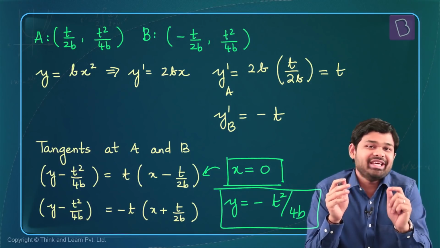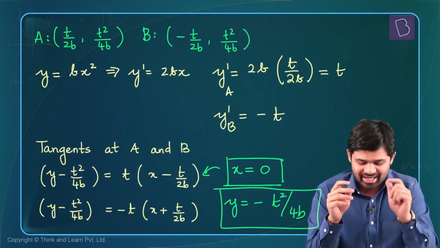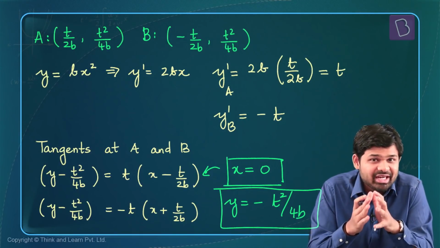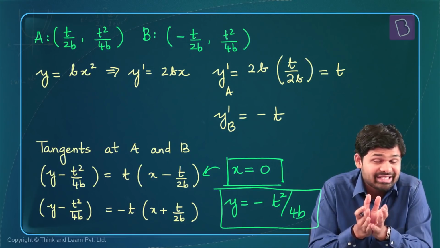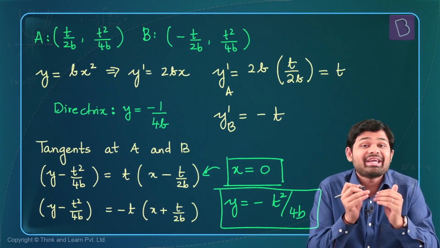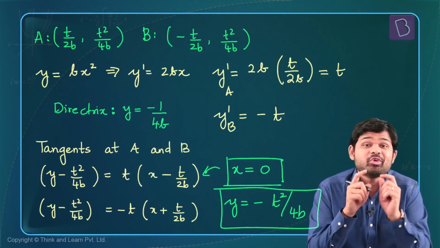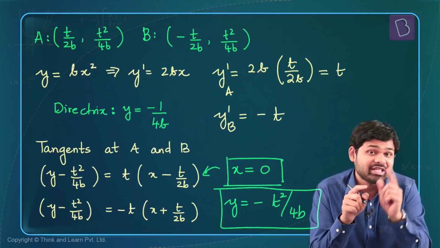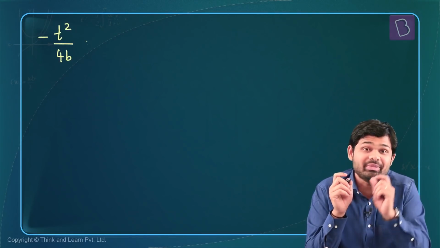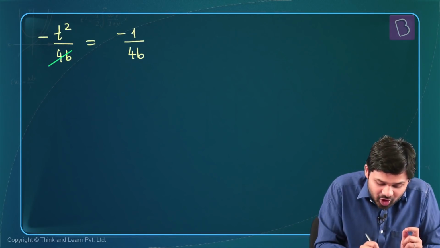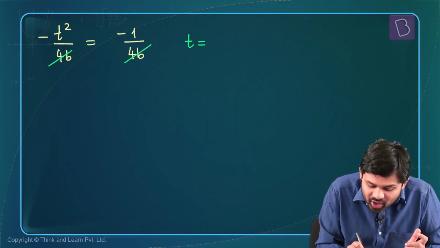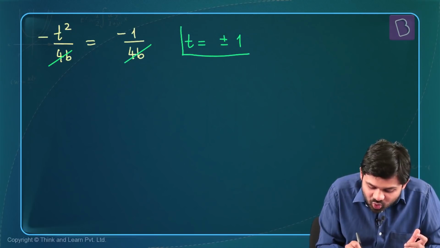I actually got the x coordinate to be equal to 0, and then I got y equal to negative t square upon 4b. What has been specifically told about this point of intersection of the two tangents? It lies on the directrix. Remember the equation of the directrix? y equal to negative 1 over 4b. So I have to equate the y coordinate of the point of intersection to negative 1 upon 4b. So I say minus t square upon 4b is negative 1 upon 4b. The 4b's will cancel, the negative ones cancel. I get t square is 1, or t equal to plus or minus 1.